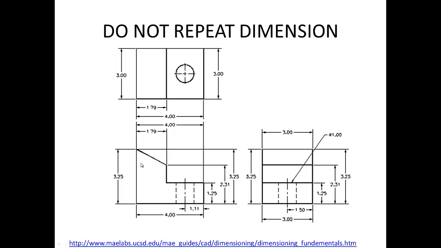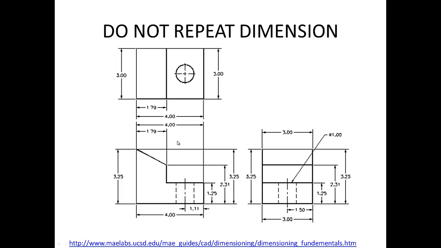A similar thing for 3.25. Here we have another second time here, the third time over here, 5. So it should be only one of these. The same for 2.31. There's one over there, there's one over there. We need only one. And so on.